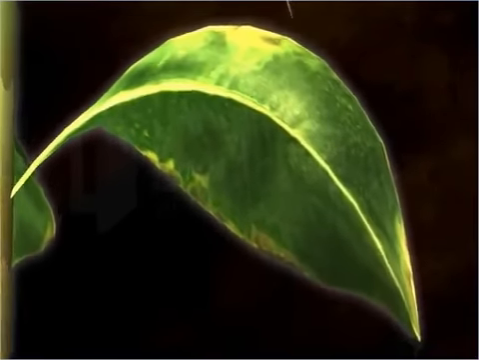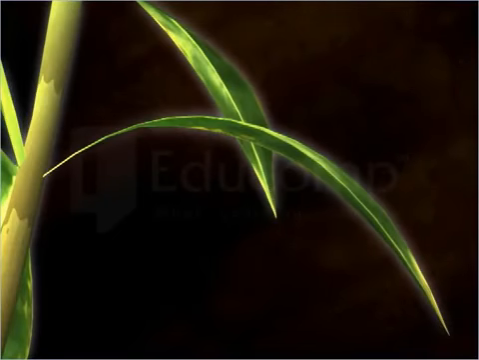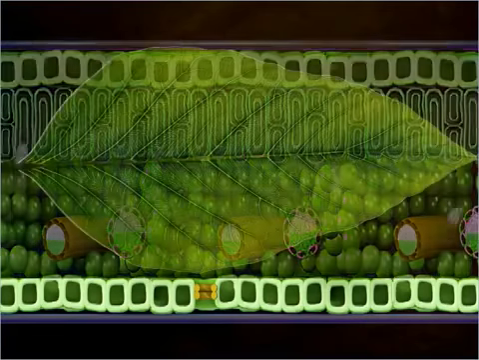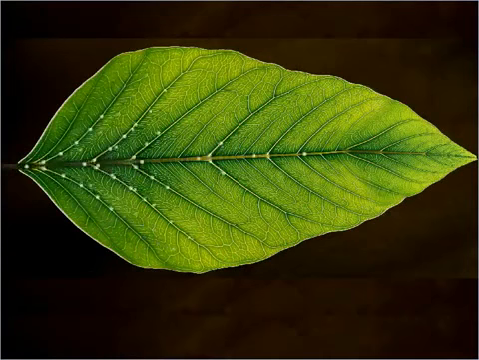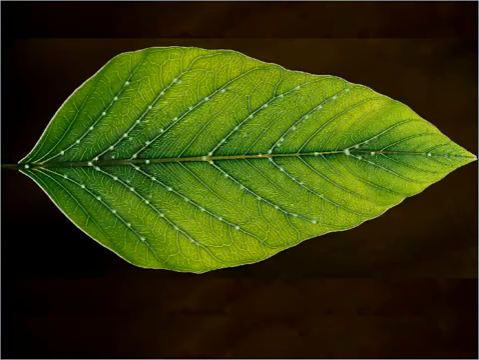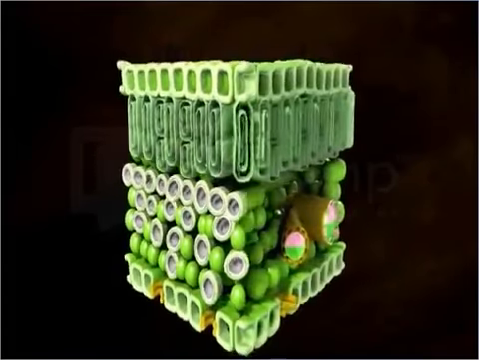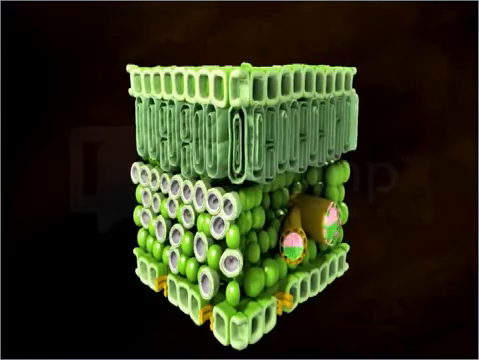The leaf blade is usually thin and flat, reducing the distance through which molecules travel. These molecules make their way by diffusion. Every leaf has a branching network of tubes which transports water and mineral salts to all the cells, and the sugar products of photosynthesis are removed. Let's have a look at the internal structure of a leaf.